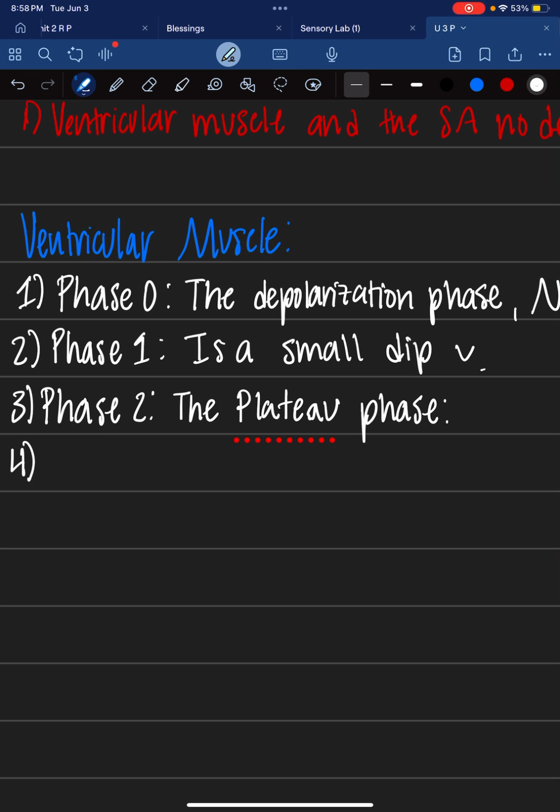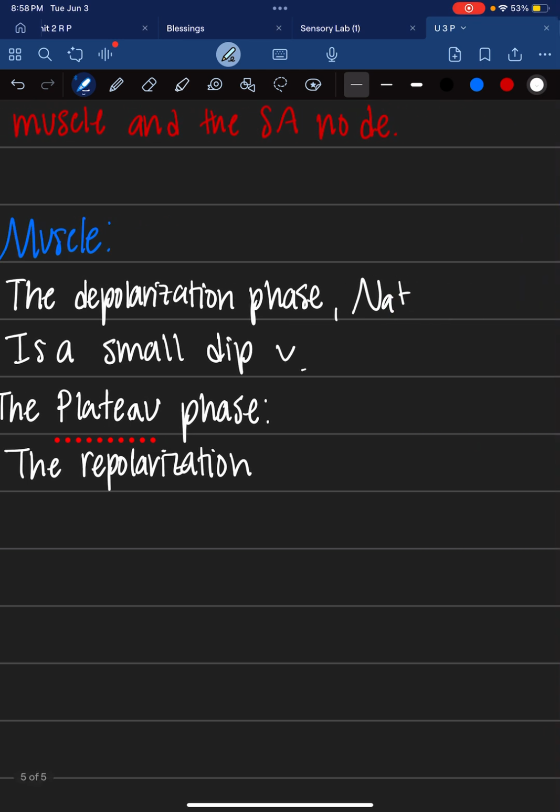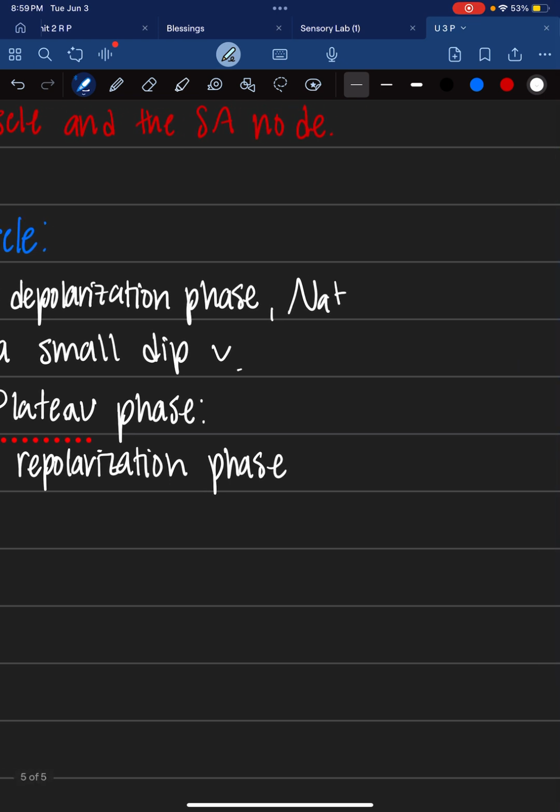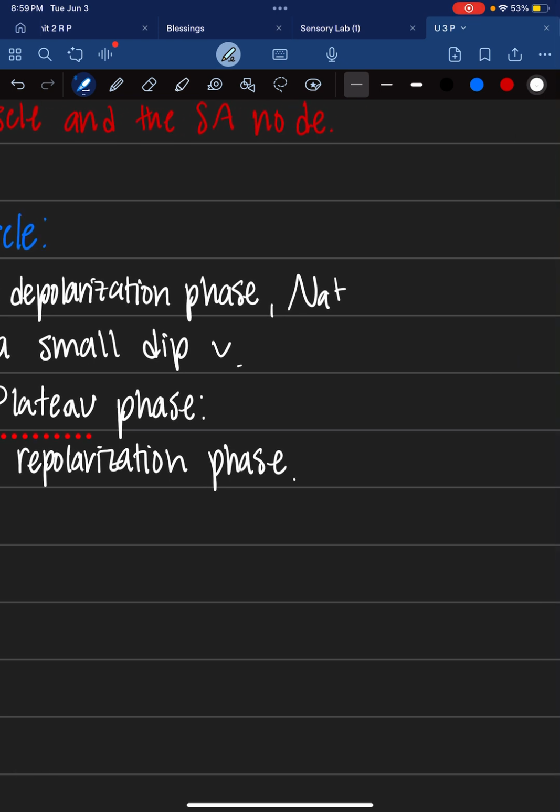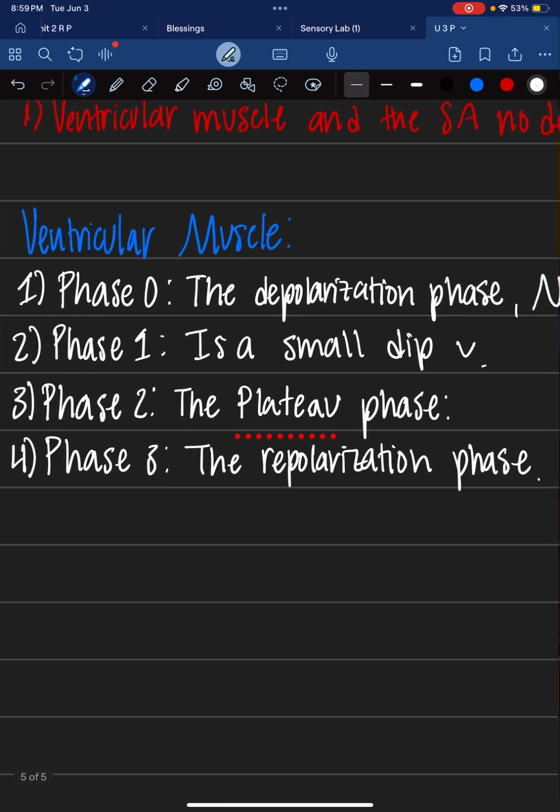And then number 4 is phase 3. And this is the repolarization phase. So in this, what's happening is that calcium channels close and more potassium leaves the cell, bringing the battery back down.